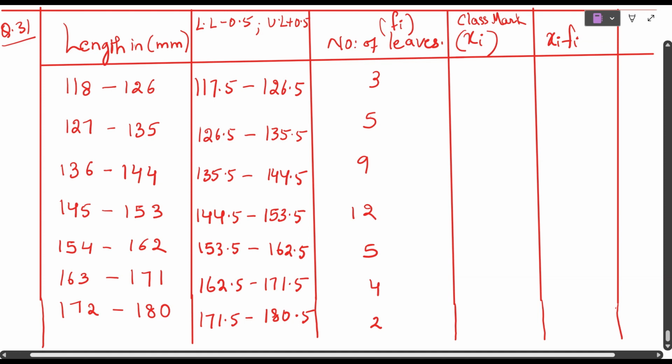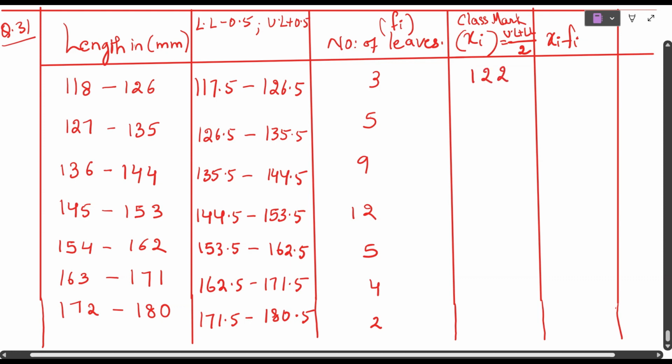Means what? How will you get the class mark? Upper limit plus lower limit by 2. So upper limit plus lower limit whole divided by 2. How much you will get, students? The first one, 117.5 plus 126.5, 244 divided by 2. Here you will get 122.